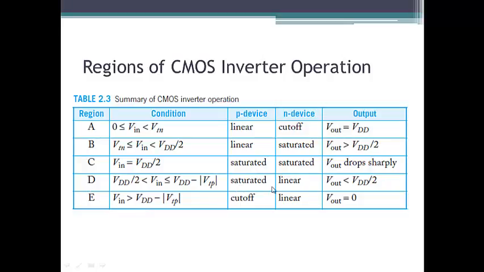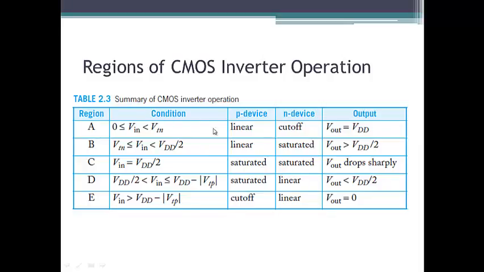In D, P is in saturation and N will be in linear, and in E, P is definitely in cutoff and N will be in linear. So we can substantiate this with some input values, Vin values, and find out the other voltages and the conditions, and we can prove it. Okay, so now you can remember this.